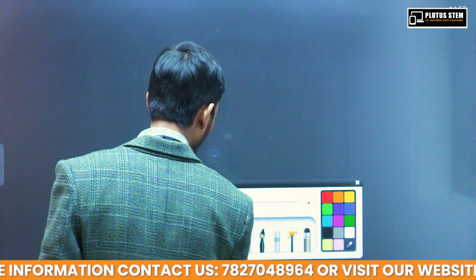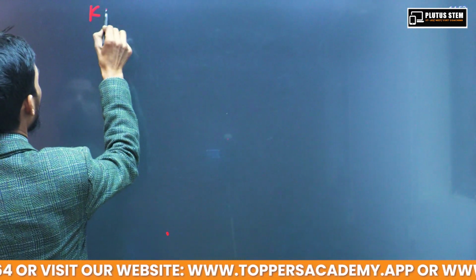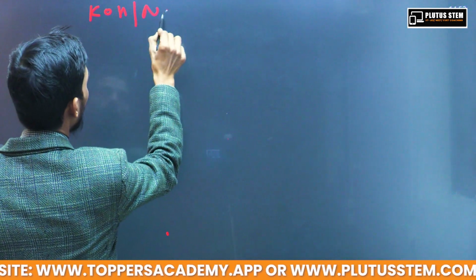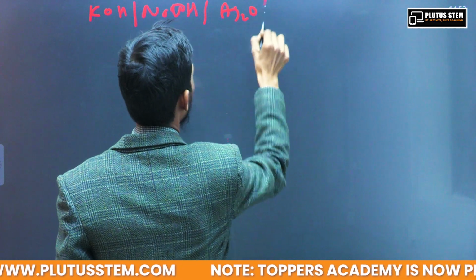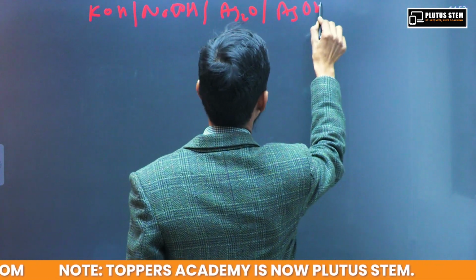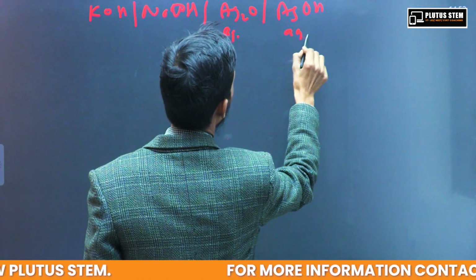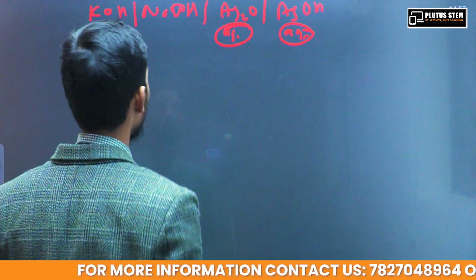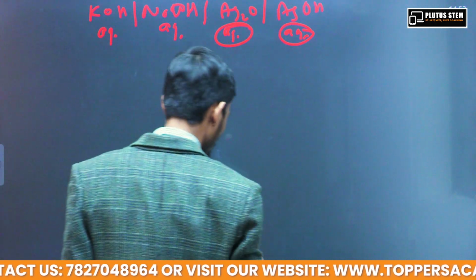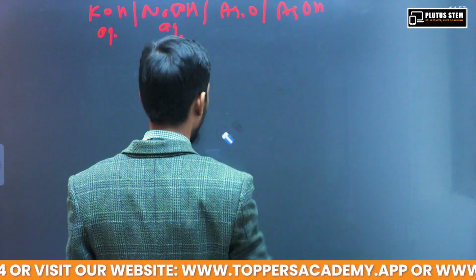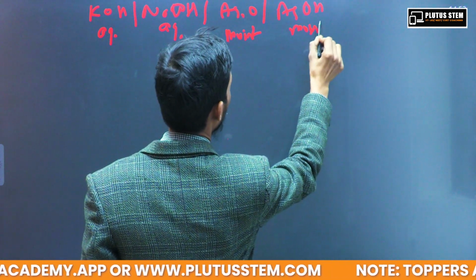So this was a substitution by ROH. The fourth group we have discussed is KOH, NaOH, Ag2O and AgOH. These are aqueous KOH, aqueous NaOH, and these are moist, which means water is present over here. Generally it is written as moist.